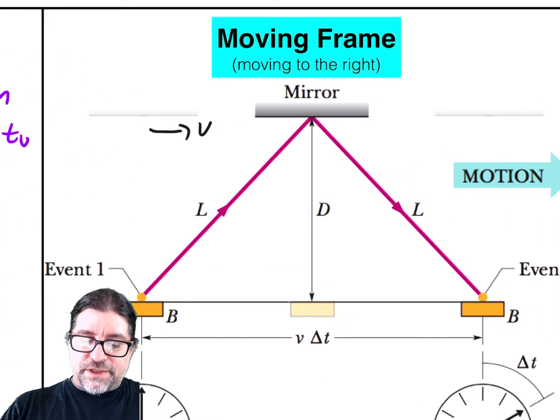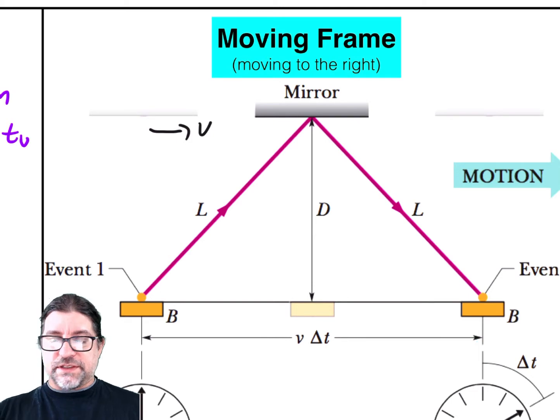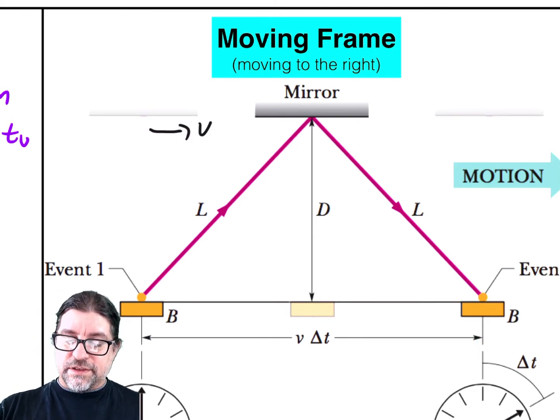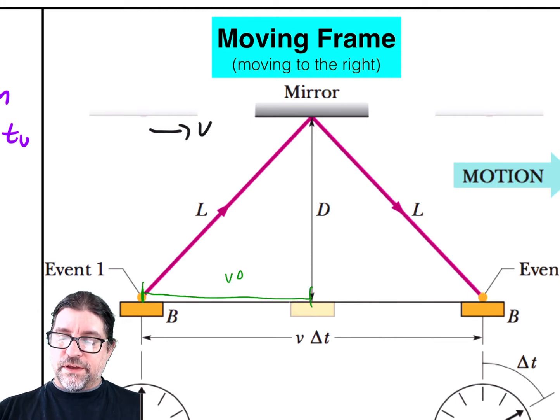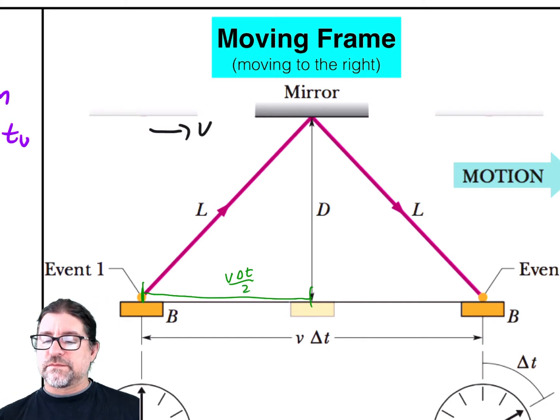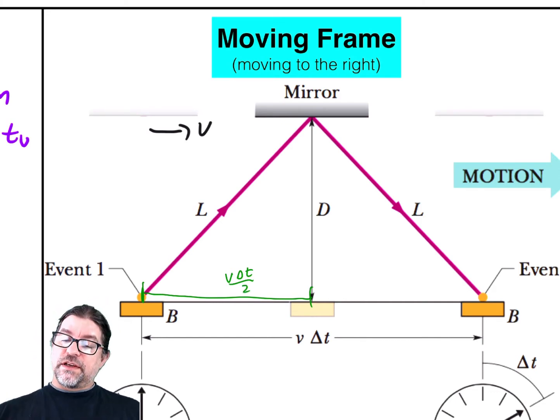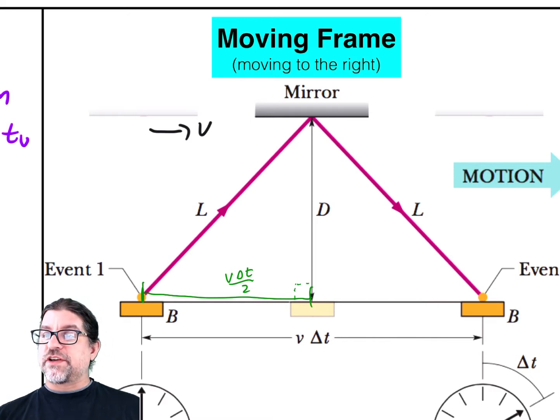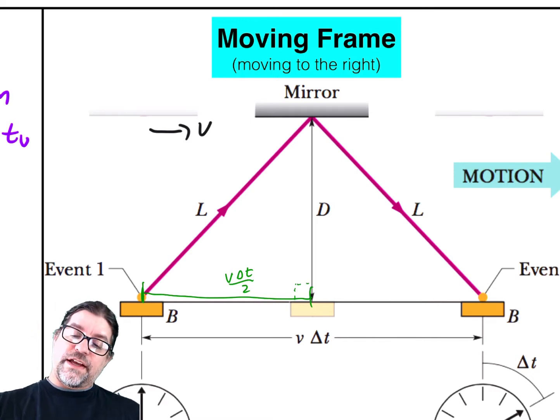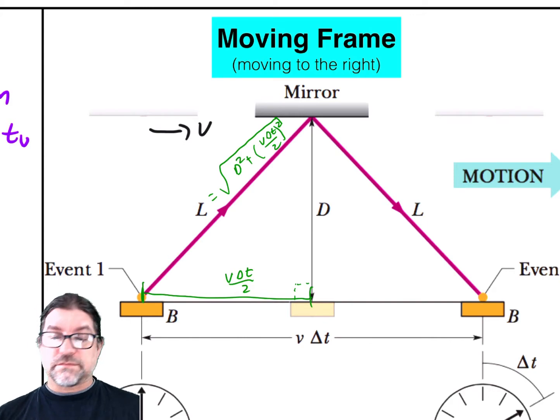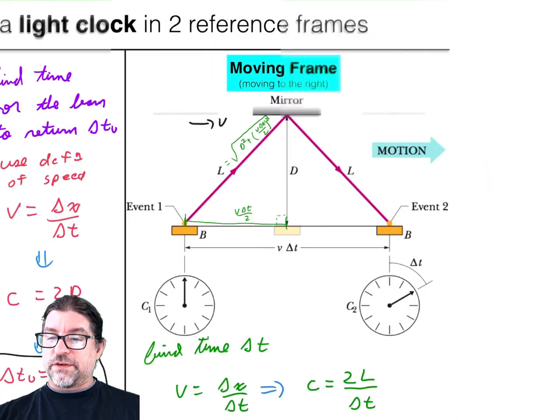Well, we said earlier that the distance from here to here is v delta t, so that means this distance from here to here is v delta t over 2, right? That's half the distance. So, assuming that this is a right triangle, which it is, we can calculate L using Pythagoras. It's going to be the square root of d squared plus (v delta t over 2) squared. So we have an expression for L, and we can use that to figure everything out.